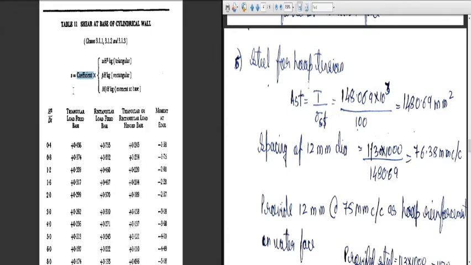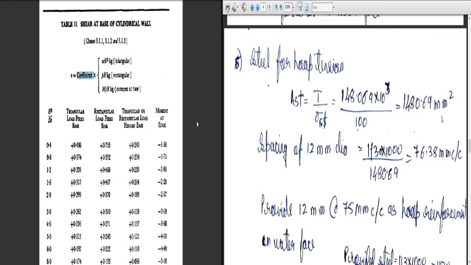Now let us compute the steel for hoop tension. So AST is equal to T upon sigma ST, 148.069 into 10 raised to 3 divided by 100. Why sigma ST? Because steel will take the tension. Hence, the tension value is computed with sigma ST. So 1480.69 mm square it is working out to.